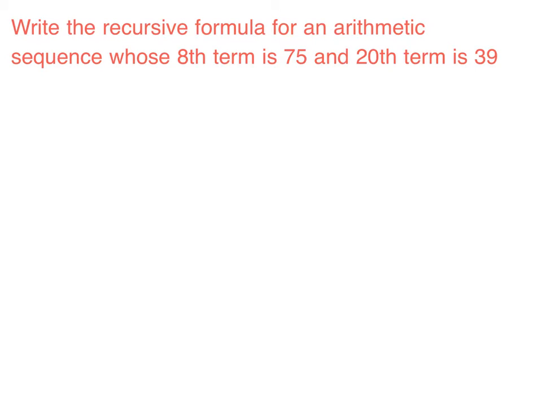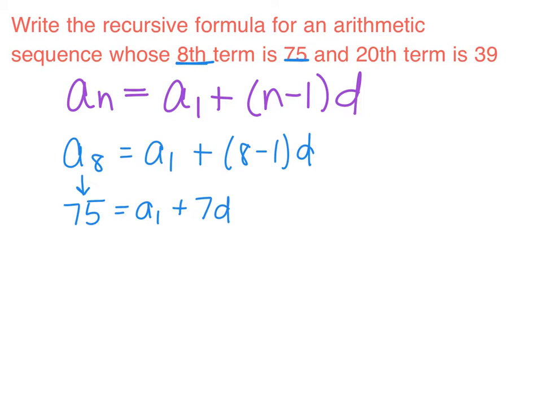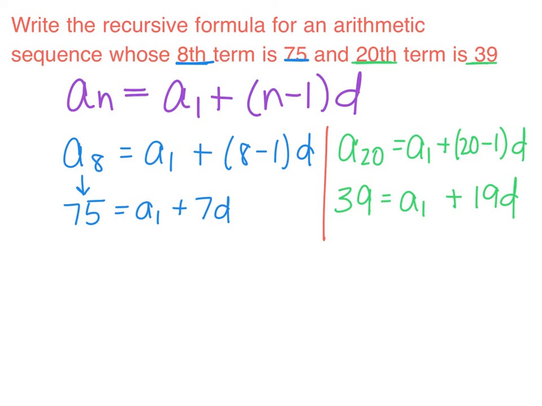So I'm going to recall the equation for any term, or the nth term, and that is this. And I'm going to plug in the information that I have. So here I know that my 8th term is 75. And I can work that out to be this equation here, which is 75 equals that first term plus 7 times the common difference. I'm going to do the same thing with the 20th term over here. So I now have these two equations, and what I'm going to do is subtract this one from this. Let's see what happens.